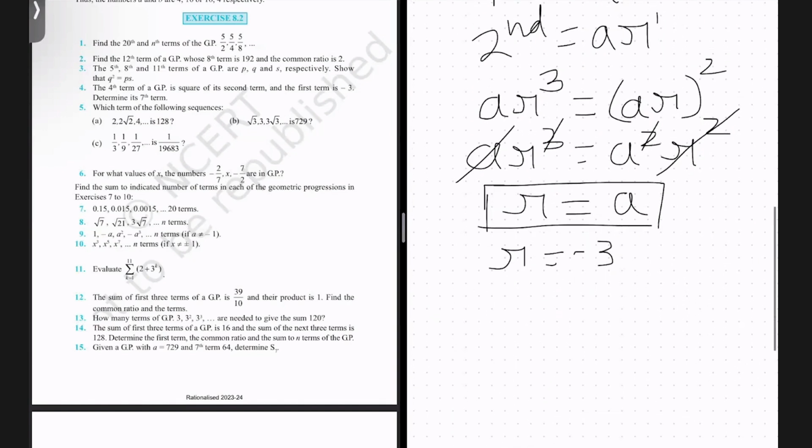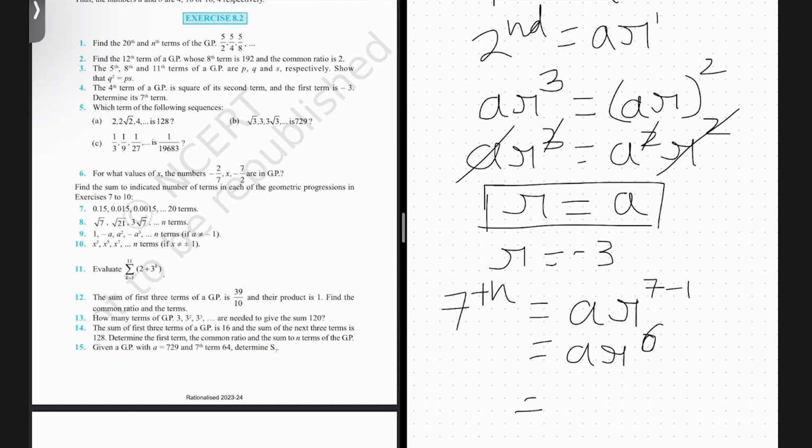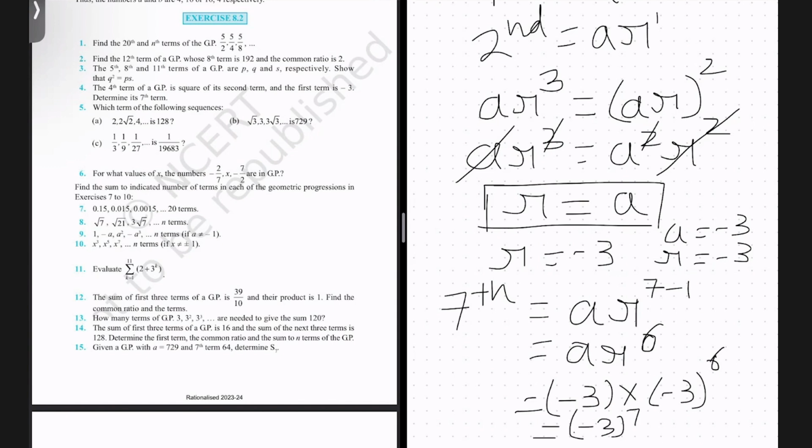So the seventh term of this GP is going to be A r to the power 7 minus 1, which is nothing but A r to the power 6, correct? We now have the value of A, which is minus 3. We now have the value of r also, which is also going to be minus 3. So plugging the values into the equation, you get minus 3 into minus 3 raised to the power 6. You can add these powers up, and that is going to give you minus 3 raised to the power 7.